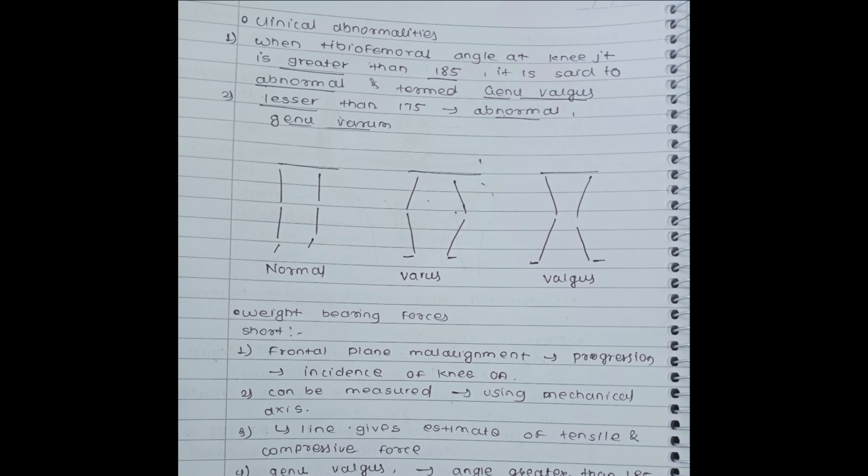Then the clinical abnormalities. This can be asked in a viva question also. When the tibiofemoral angle at the knee joint is greater than 185, then it is said to be abnormal and termed genu valgus, and if it is lesser than 175, then it is abnormal and called genu varum. Remember according to the diagram so you will not get confused.